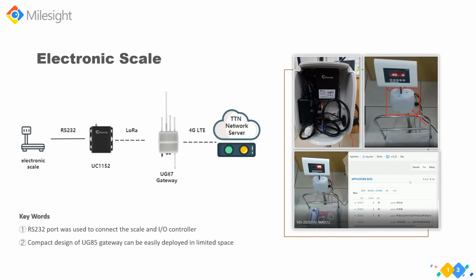And this RS-232 interface on the UC1152 works as a conduit, a transparent data channel, to collect the data from a scale and forward it to the UG87 LoRaWAN gateway and finally reach the TTN network server. Well, this case comes from our customer in India. So they just use one RS-232 interface to connect with our electronic scale unit to forward the data, and finally switch from the serial port to the LoRaWAN network.